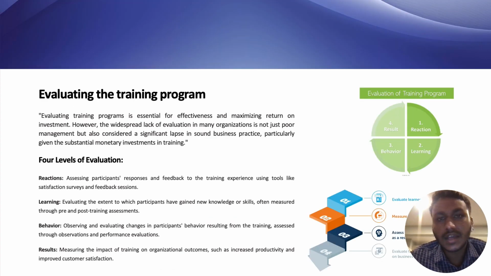The last stage of the ADDIE model is evaluation, evaluating the training program. We came up with four levels of evaluation. The first is reactions, assessing the participants' responses and feedback to the training experience using tools like satisfaction surveys and feedback sessions. The second is learning, the third is behavior, and the fourth is results, measuring the impact of training on organization outcomes such as increased productivity and improved customer satisfaction.